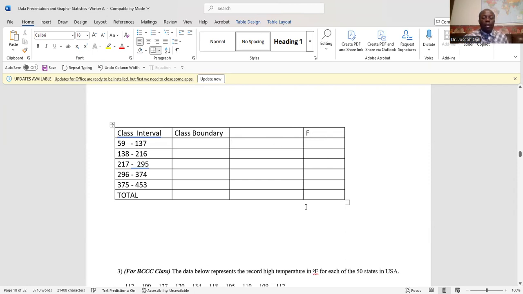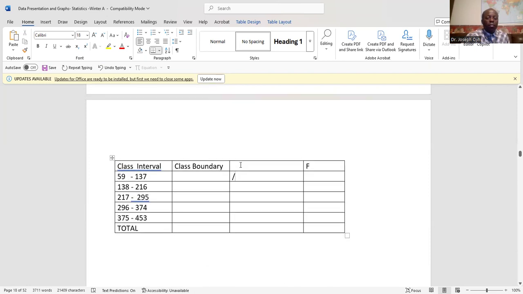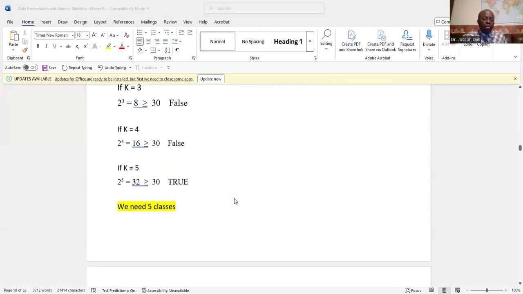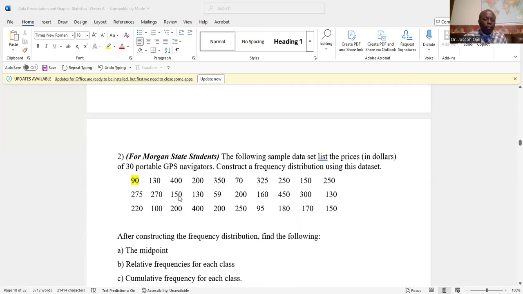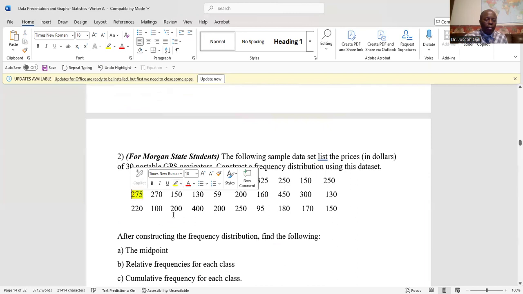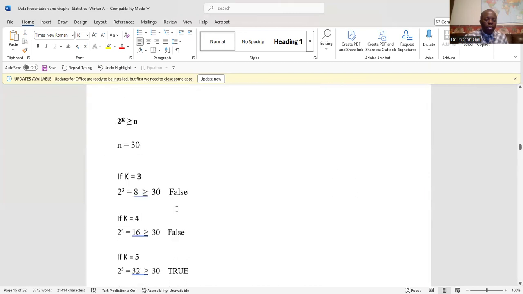All right, let's begin. 90 belongs to this group, so I'm going to put a tally right there. This is the tally. Let's continue counting. The next one will be 275. I'm going to highlight it. 275 belongs to this group.